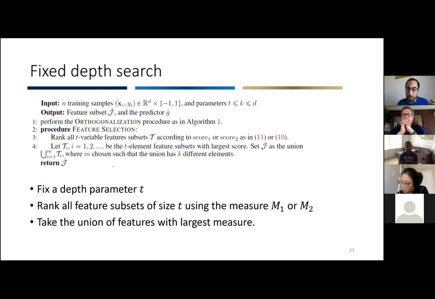then it removes all the redundant features. By redundant features, I mean a feature that is a linear combination of the other features, like PCA. Just to be sure, Mohsen, this orthogonalization is the orthogonalization of the coefficients of the Fourier expansion, or is it just orthogonalization of the raw data? It's orthogonalization of the raw data. Yes, it's an unsupervised orthogonalization, basically.